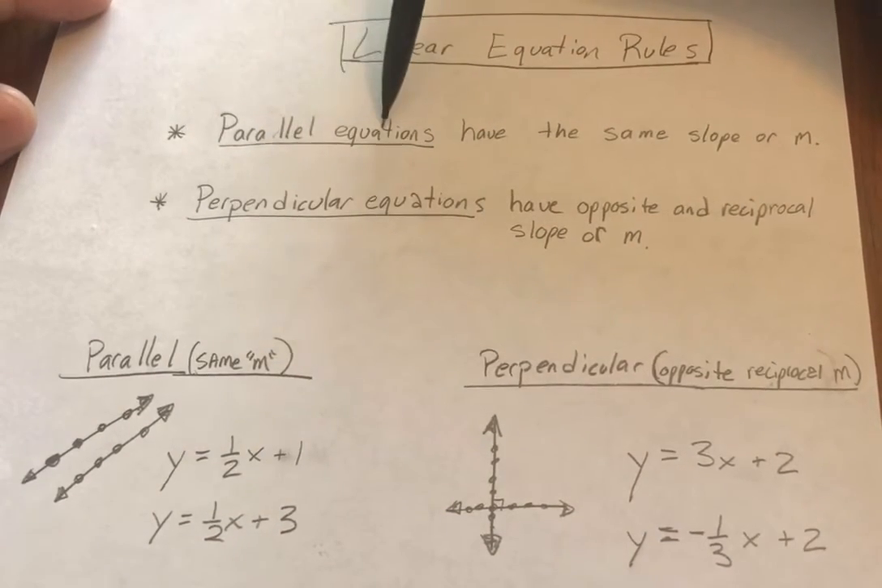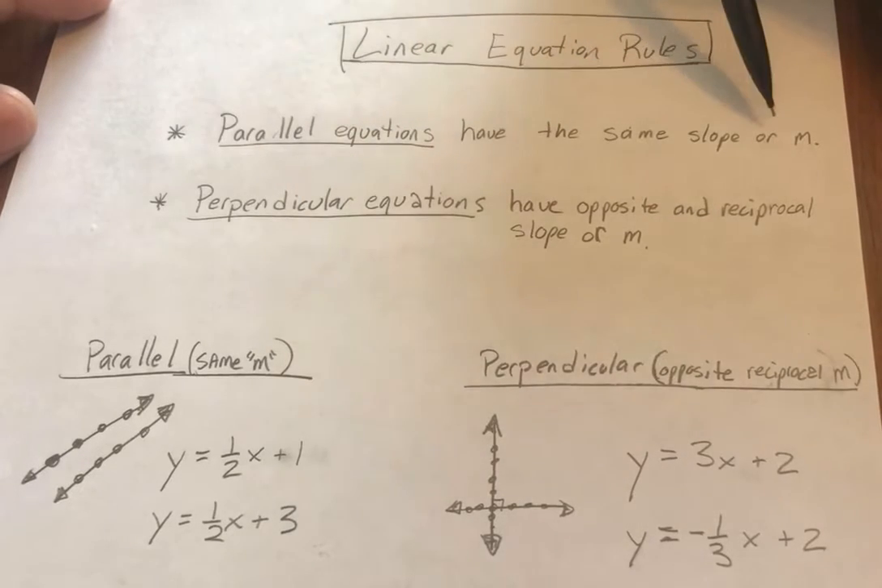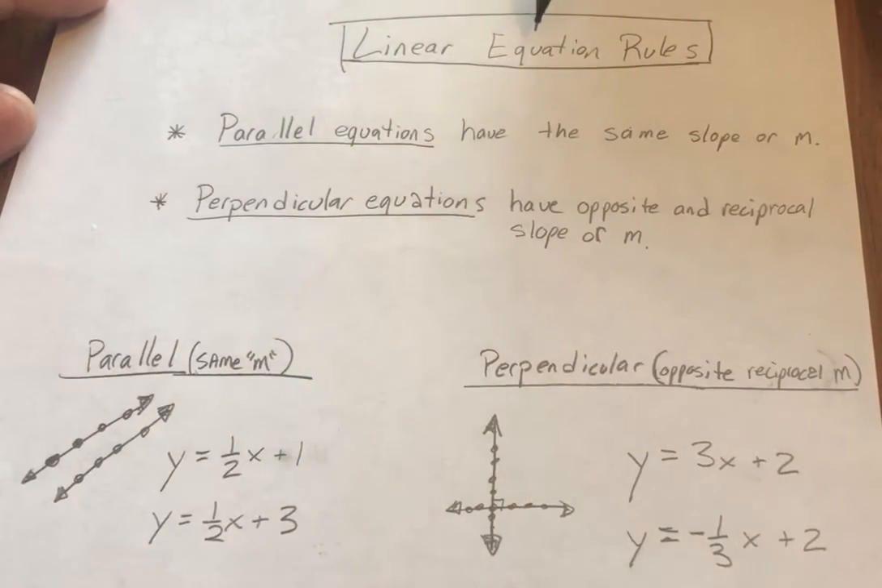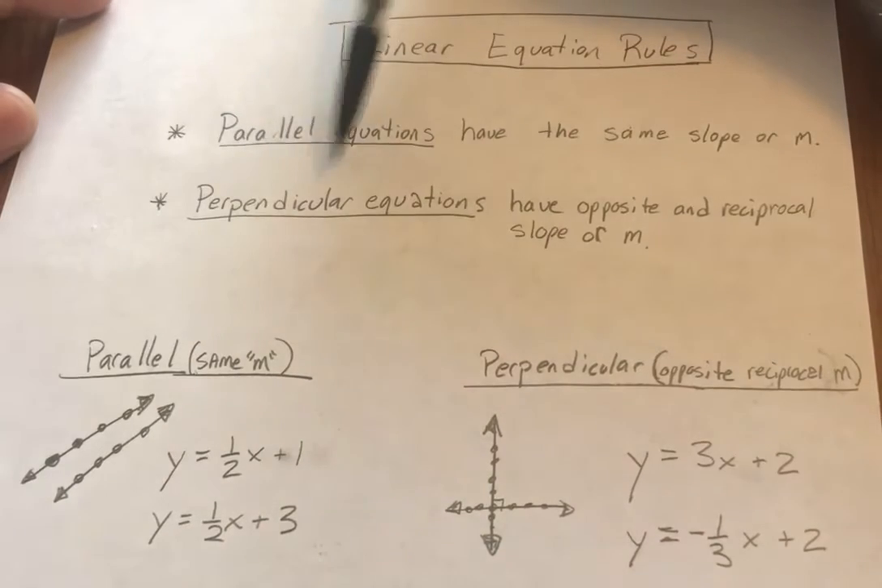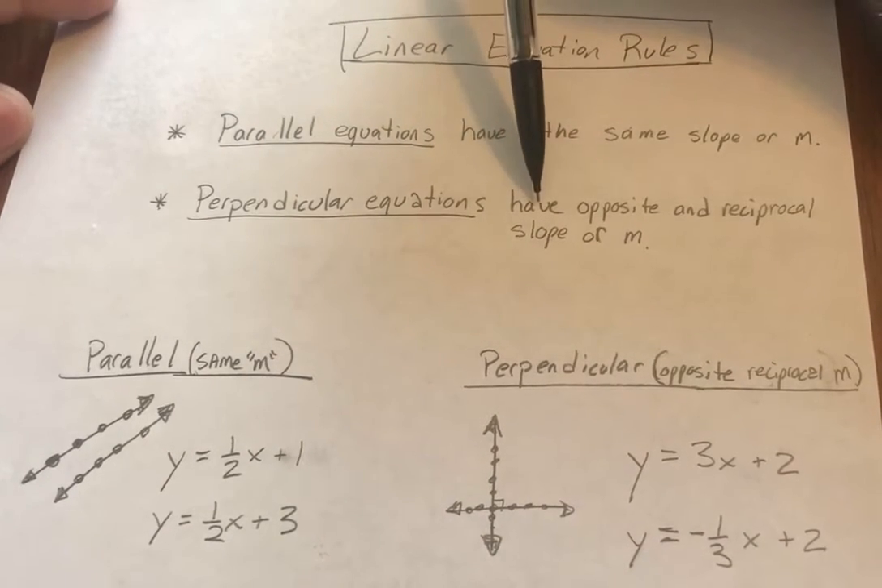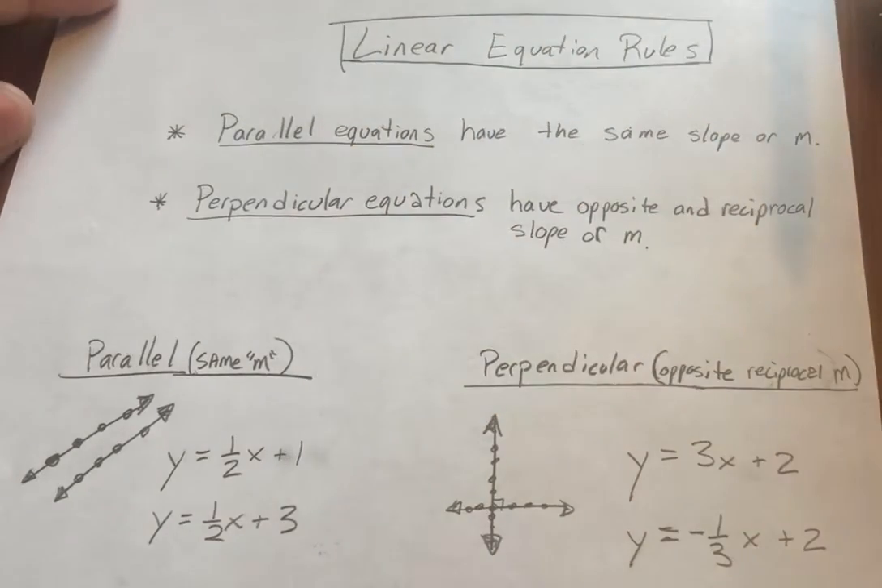Parallel equations have the same slope, or m. Remember, linear equations would be like y equals mx plus b. Perpendicular equations have the opposite and reciprocal m.